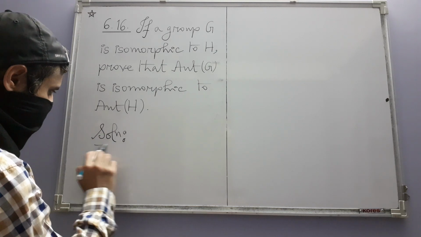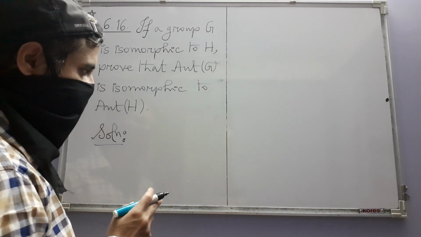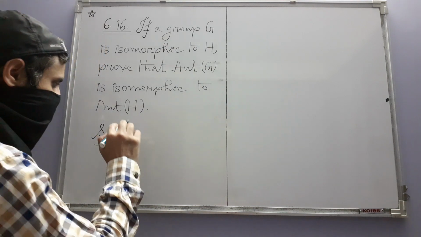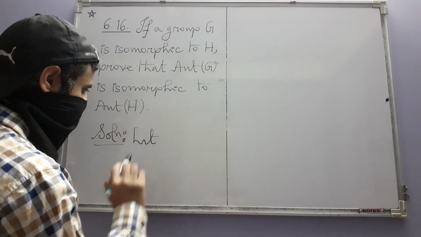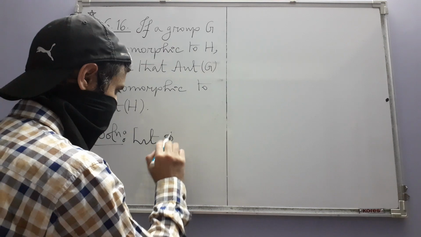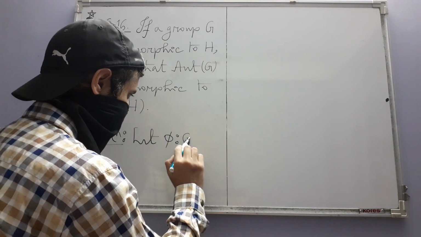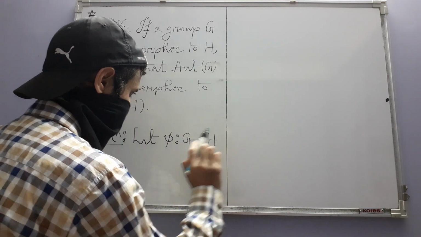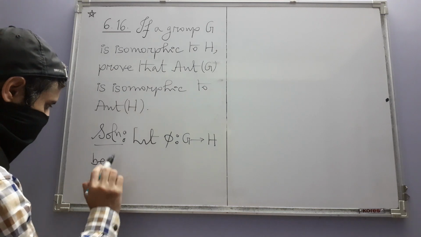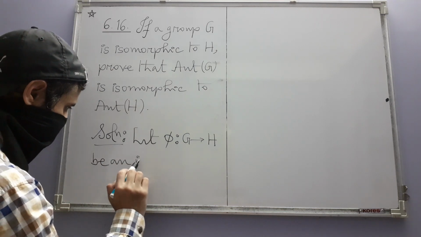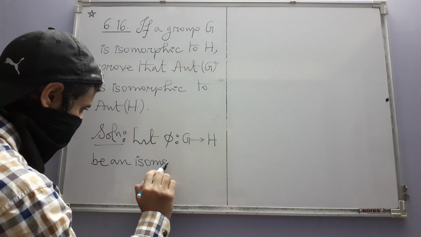Because it's given that G and H are isomorphic, there is an isomorphism. Let's consider one such. Let phi from G to H be an isomorphism.